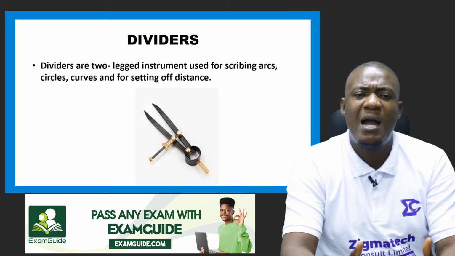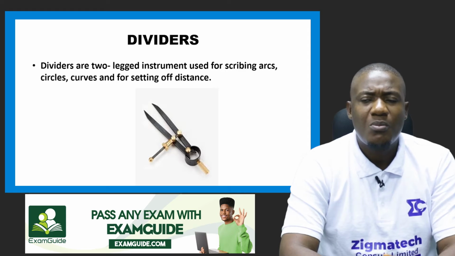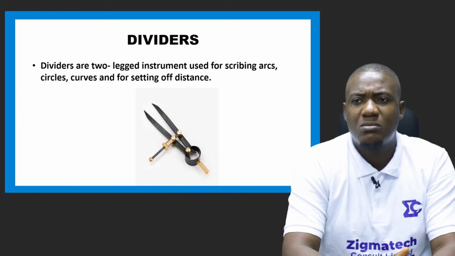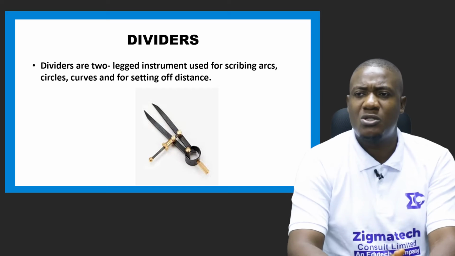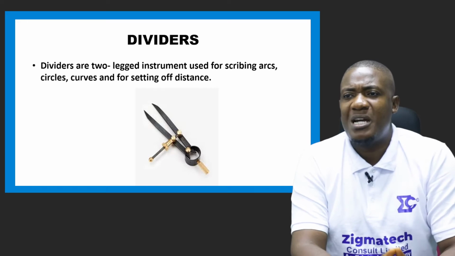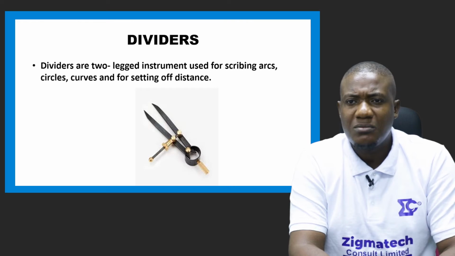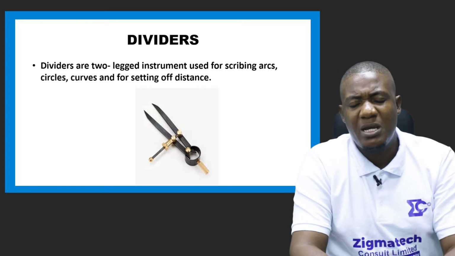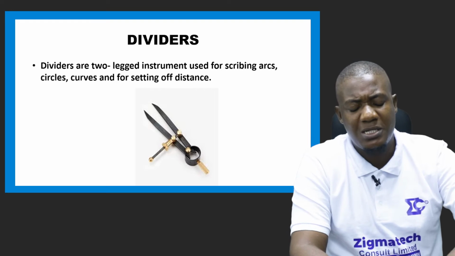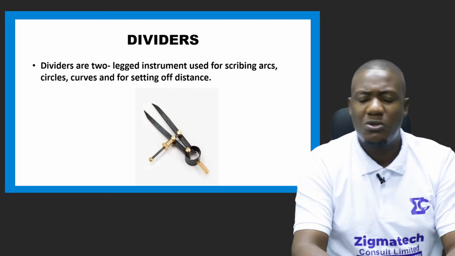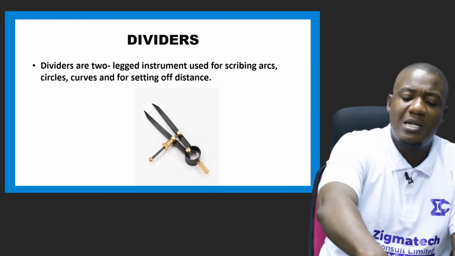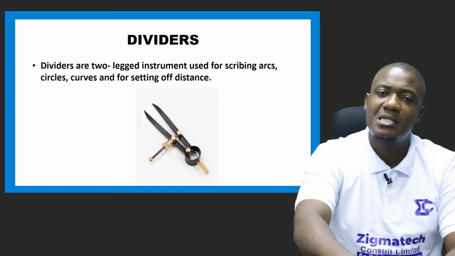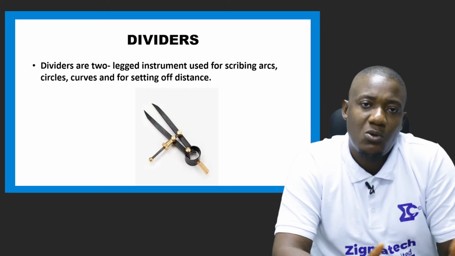You see. Okay, we also have a divider. The function the divider does is that it is used for scribing arcs. It's also used for scribing curves. It can also be used to transfer measurements. You can use it to transfer measurement. You can use it to make an arc. You can use it to make a curve at a certain distance. You can use the divider for that on a workpiece.